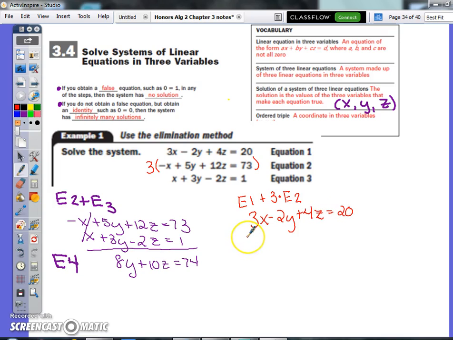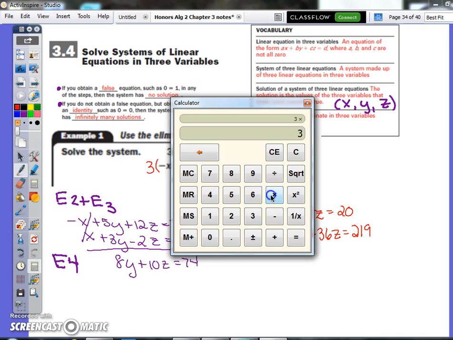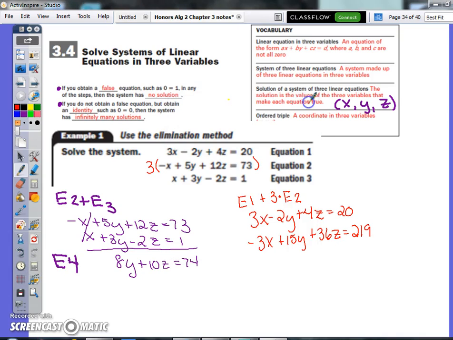So I have a negative 3x plus 15y plus 36z equals 219. Okay, just want to double check. All right, so the x's cancel out. I have 13y plus 40z equals 200.